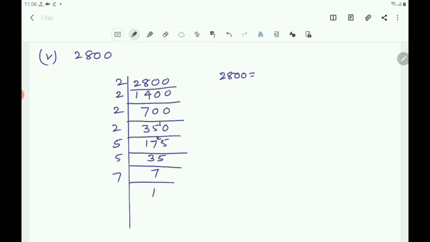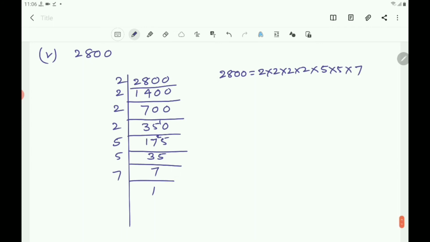2800 equals, how many times 2s are there? 4 times. You write 2 into 2 into 2 into 2, 2 times 5, 5 into 5 into 7. Here 2s are in pairs and 5 also in pair, but 7 is single. So you must divide it by 7.